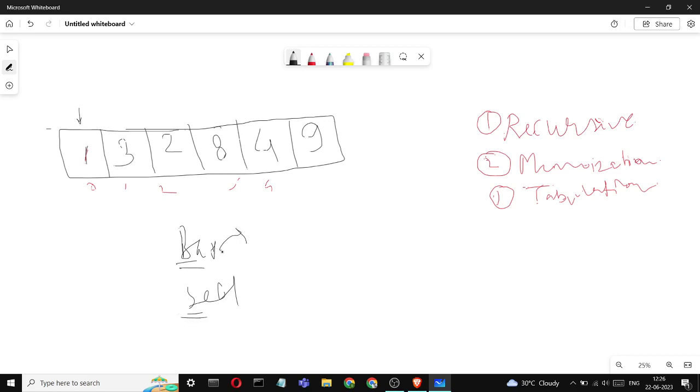Before selling you need to buy something. So if you are on the zeroth index you cannot sell, first you need to buy. So what are the possibilities I can see here? This is the zeroth index, first day: either I can buy it, or I can say I don't want to buy on this day, I will buy on any other day. So either you can buy or you can skip this day. These are the two possibilities at the time of buying.